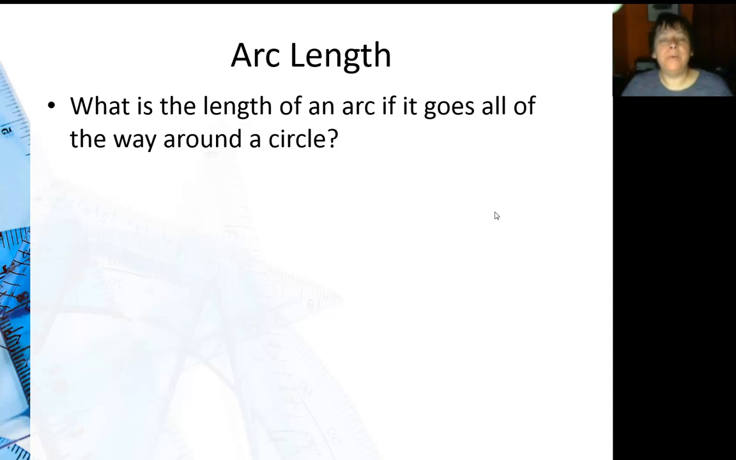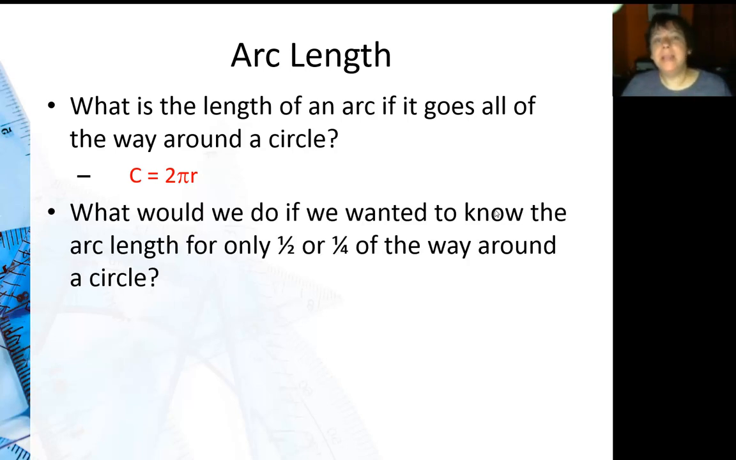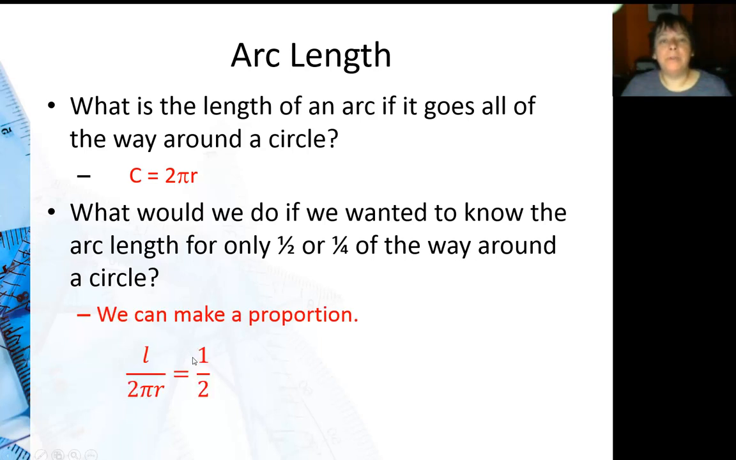Well, one thing we know is that the distance around a circle is the circumference. So the length is 2 pi times the radius. If I asked you for the length just halfway or a quarter way around the circle, what would you do? Well, you'd say, I know my length. We can make a proportion. My length of my arc over the whole thing would be the same fraction as if I say halfway or a quarter way around the circle. So this is the proportion I would set up for halfway around the circle, and this is the proportion I could set up for a quarter way around the circle.